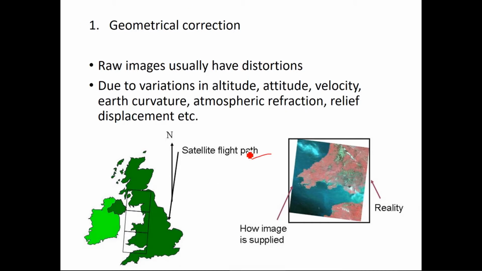As you can see here, this is the satellite flight path, and these are the photos that are taken. Each of these photos should actually be like this, right? This outer boundary.